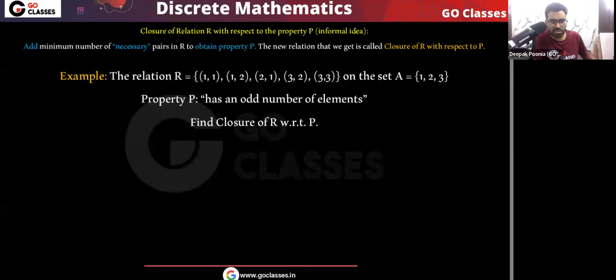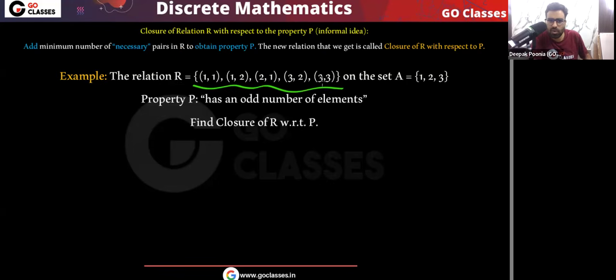Tell me the answer for this question now. I have taken all the variations, remember, so that any question that comes in the GATE exam, you should be able to handle it. The relation is given to you and the property is having an odd number of elements. Now you find the closure of this relation R with respect to this property P.